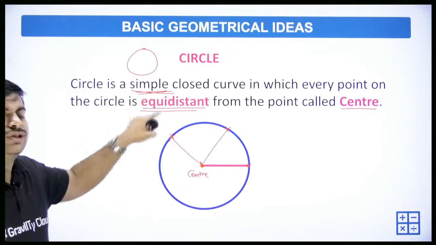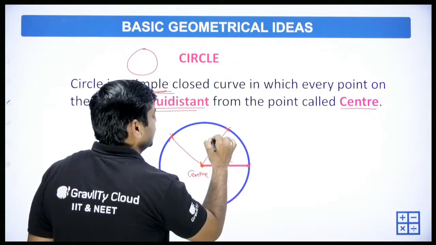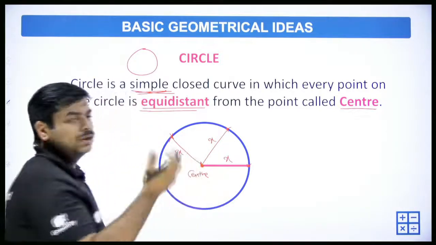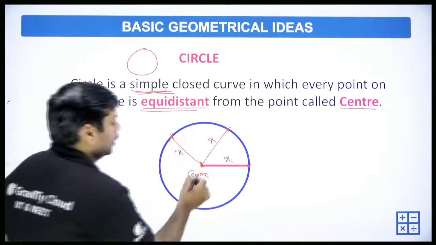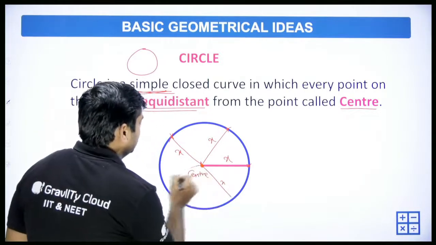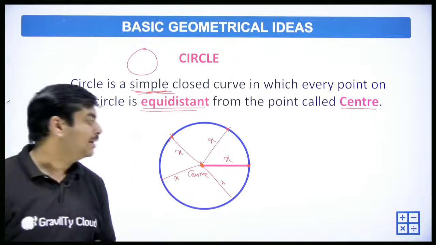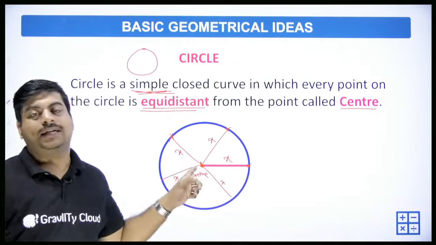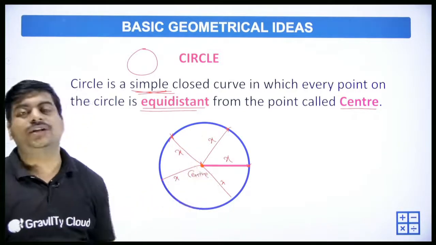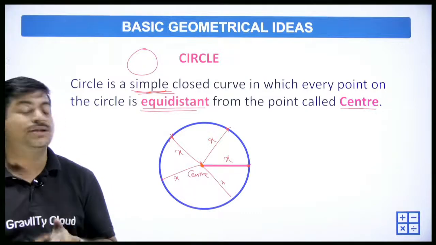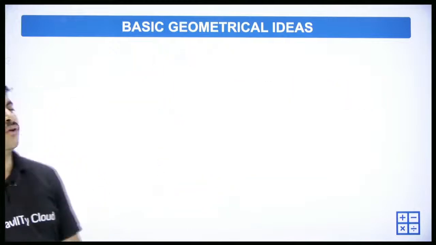What do you mean by equidistant? Equidistant means same length. This is x centimeters, this is also x centimeters, this is also x centimeters, or any units. So all these are of equal length. This point is called the center of the circle, and this constant distance is called the radius of the circle.